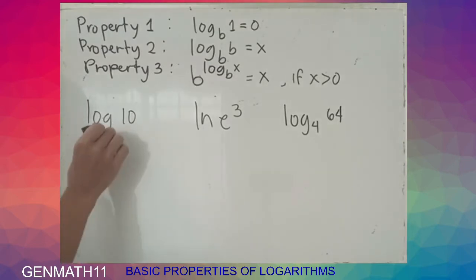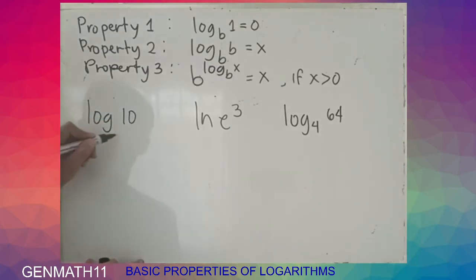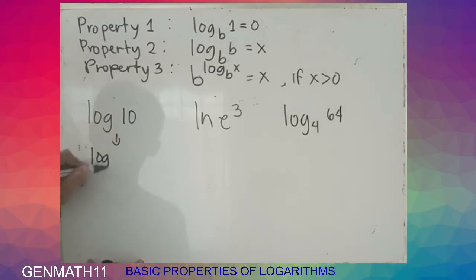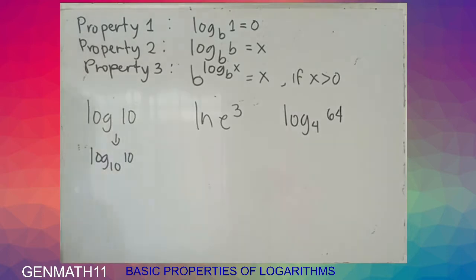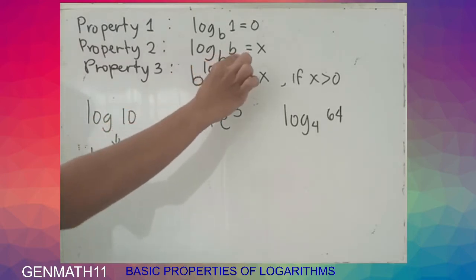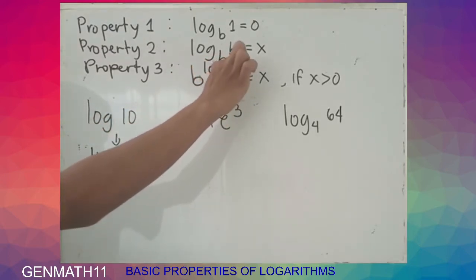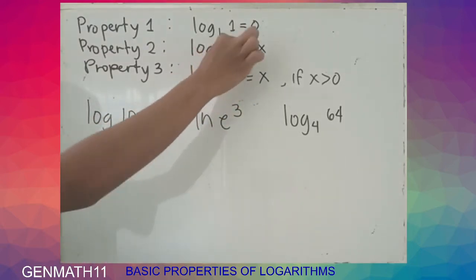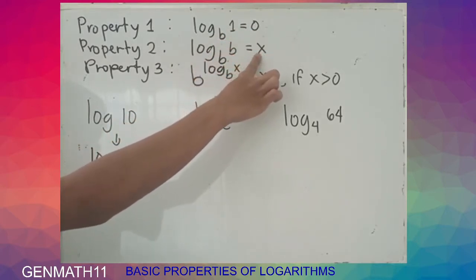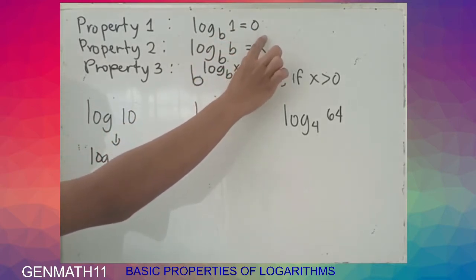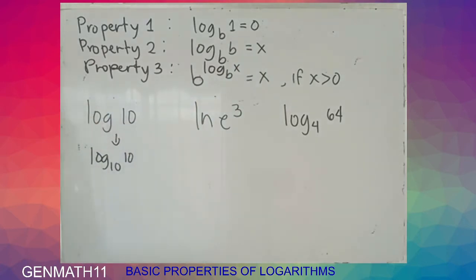Log 10. So, since wala tayong nakalagay na base, so automatic yan magiging log 10 to the base of 10. Then, pagbasihan natin yung properties. So, sabi dun sa property number 2, kapag magkaparehas daw yung base natin tsaka ito, magkaparehas ang value, ang sagot ay x. Tama? Tama ba? X ba?